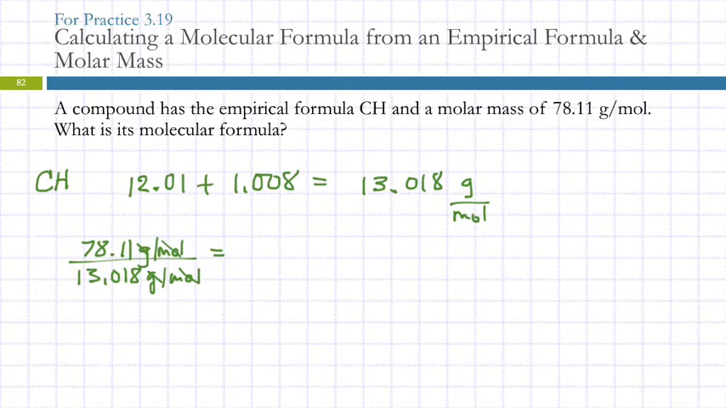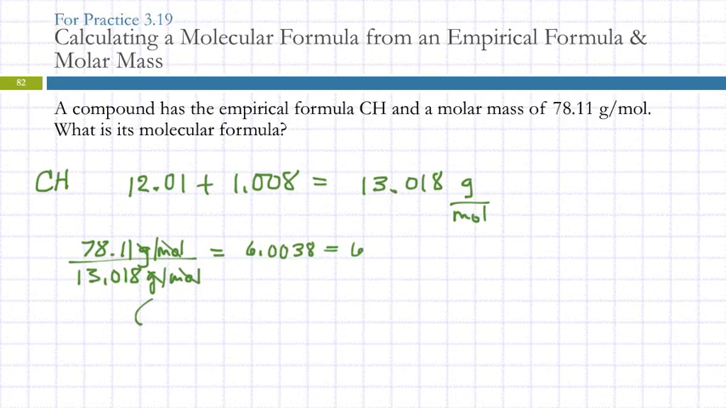78.11 divided by 13.018 is 6.0038. These numbers should come out to very nice whole numbers. They won't be exact, but they should be very close. 6.0038 is very close to 6. So the integer here is 6. That's what we multiply all the subscripts in the empirical formula by.